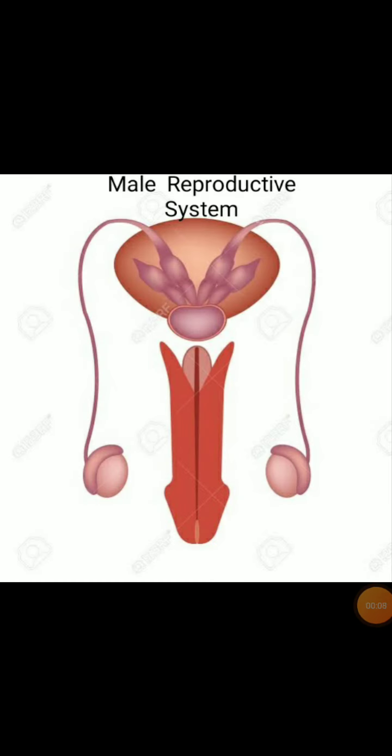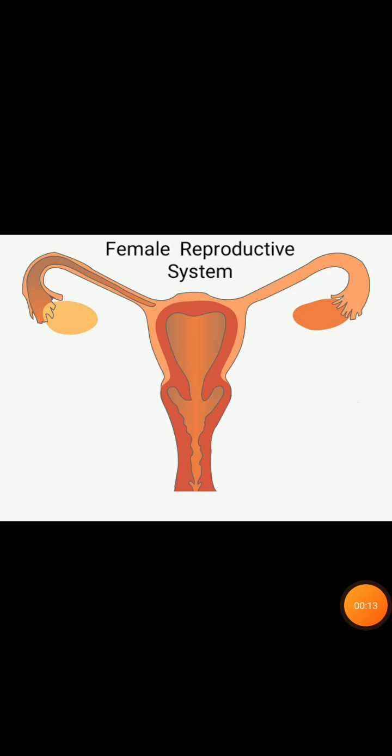In the previous session, we learned about the male reproductive system. In this session, we will study the female reproductive system. What are the organs in the female reproductive system? Let us look at it.